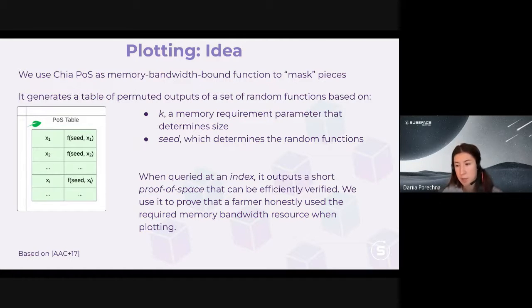When you query the table at some index, it's going to output a short proof of space that can be efficiently verified. So for simplicity, you just imagine again that the table is a black box. You ask it, give me a proof at index 5, and it gives you one. We're not going to use it directly to prove that a farmer has a certain amount of space like Chia does. Instead, we're going to use it to prove that the farmer has used the required memory bandwidth for plotting. Let's see how that's done.